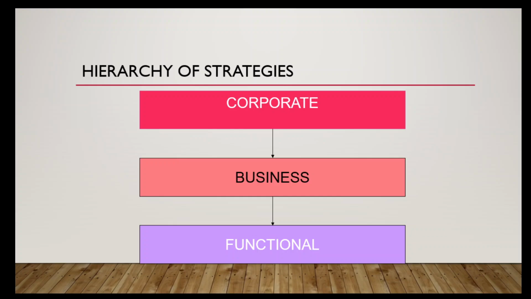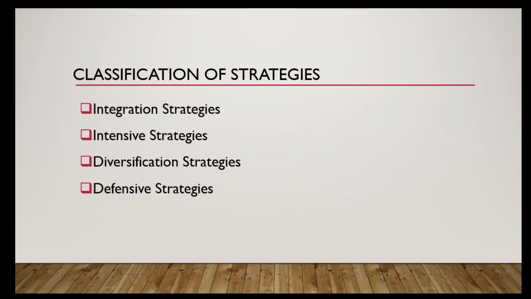Okay? And lastly, for the functional level strategies, these strategies under this level focus on improving the effectiveness of the operations within a company. Kasi nga functional siya, di ba? So strategies in this level are done by, for example, the manufacturing department, marketing, materials management, research and development, human resource, and the like. So, that's the hierarchy of strategies.